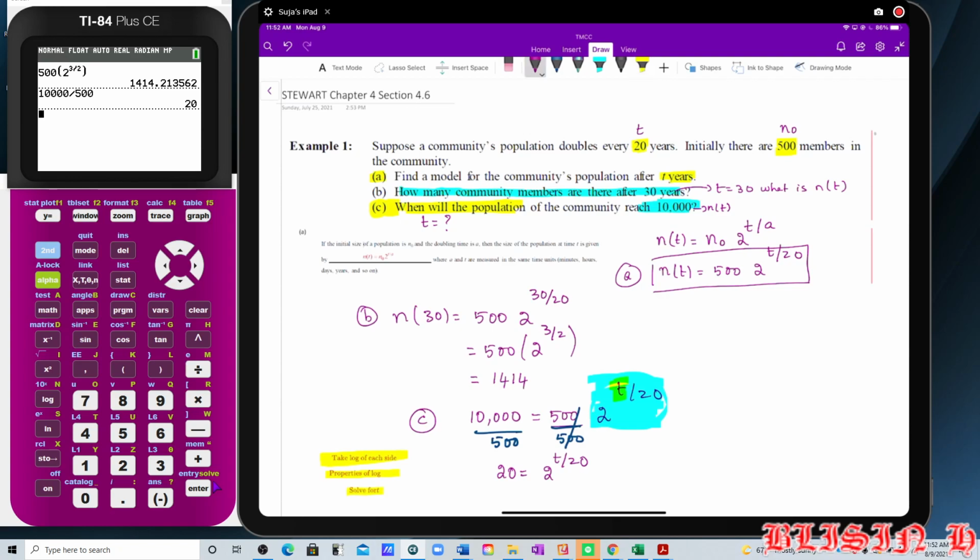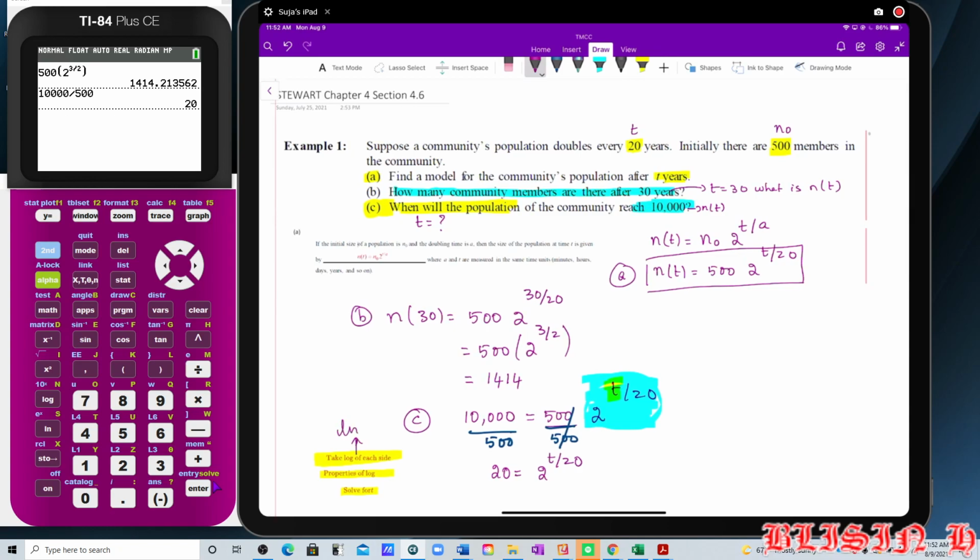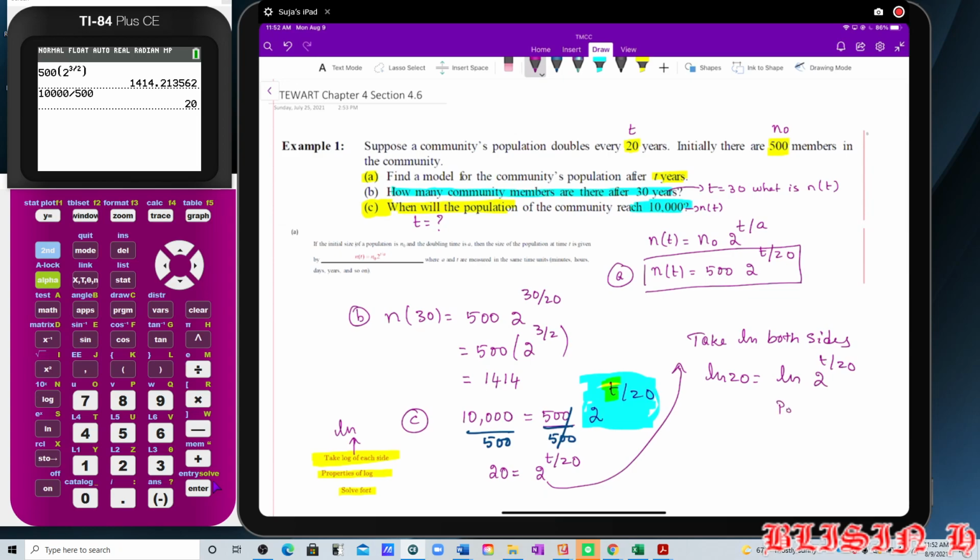When I say take log each side, I can either take log or even ln. So here I'm going to use ln. Take ln both sides. My left would be ln 20 is equal to ln of 2 to the power of t over 20. Now on the right hand side, I'm using the power rule and bringing this t over 20 in front of the log. So that gives me ln 20 is equal to t over 20 times ln 2. Ln 2 is a number, so I divide and then multiply to isolate t. So t would be equal to 20 ln 20 divided by ln 2. Again, you cannot cancel the ln's.